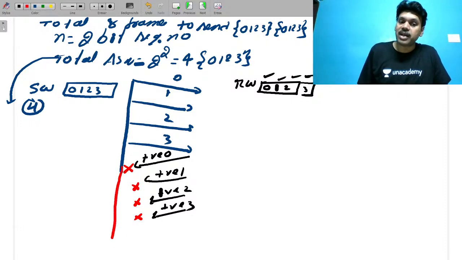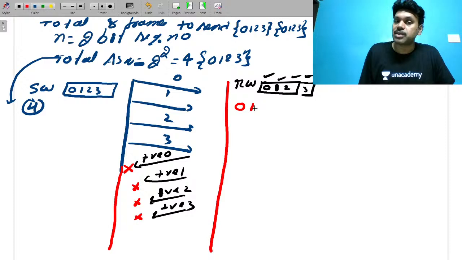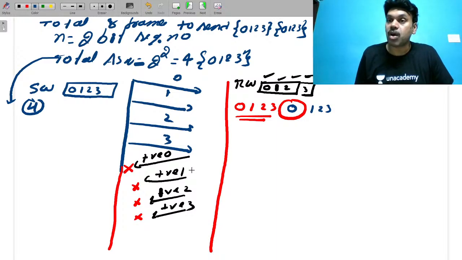Then only the sender will understand that my first set of frames are success, but actually they are success only. 0, 1, 2, 3 are already out of the buffer. You are expecting the next set 0. Please understand carefully. You are expecting the next set 0, 1, 2, 3. These are already acknowledged, but the acknowledgements are lost.